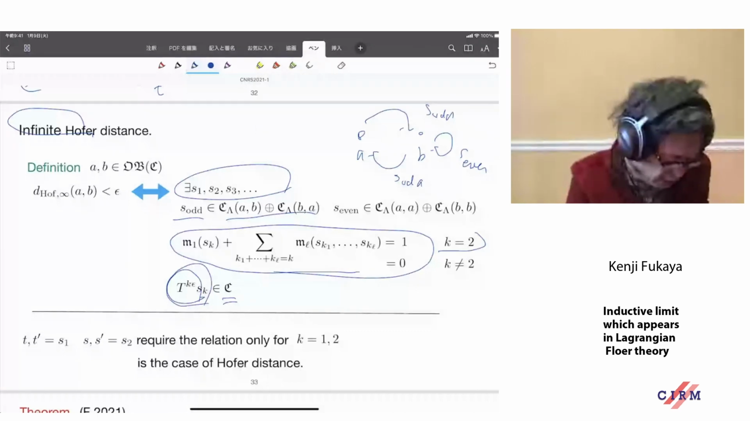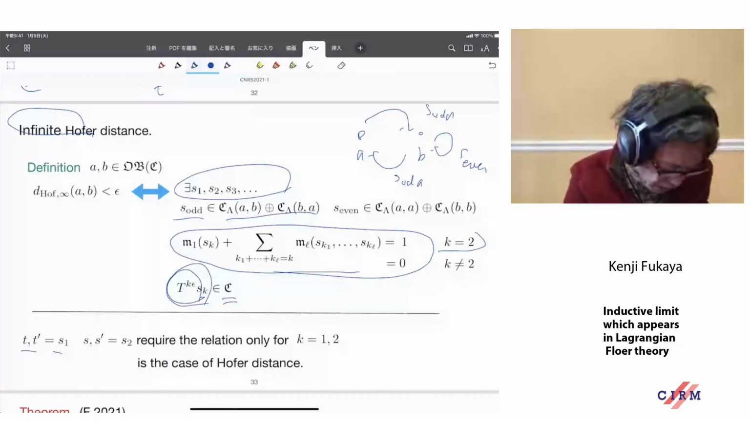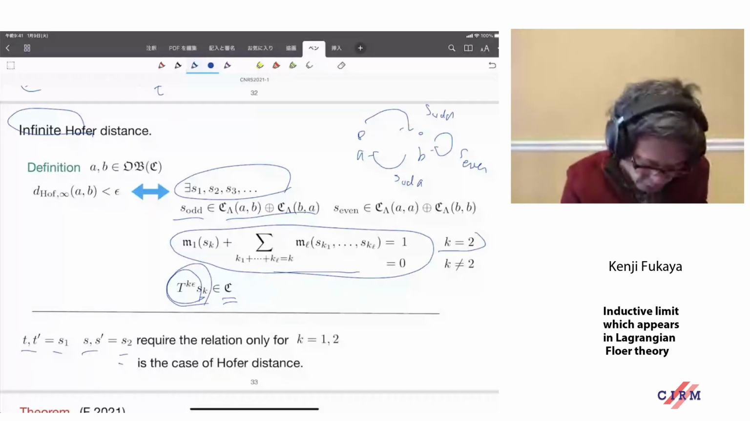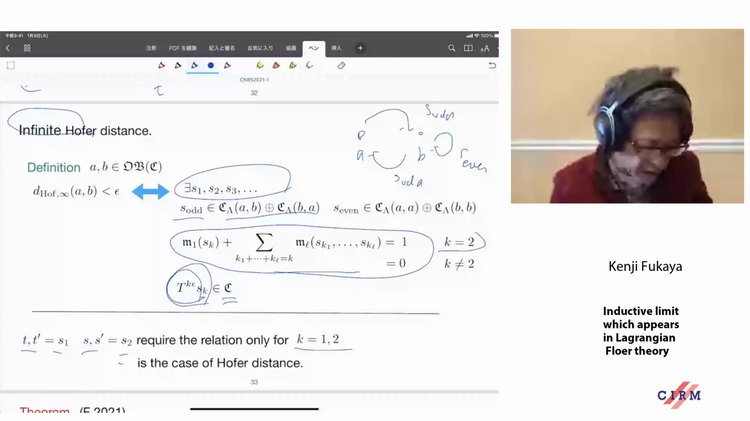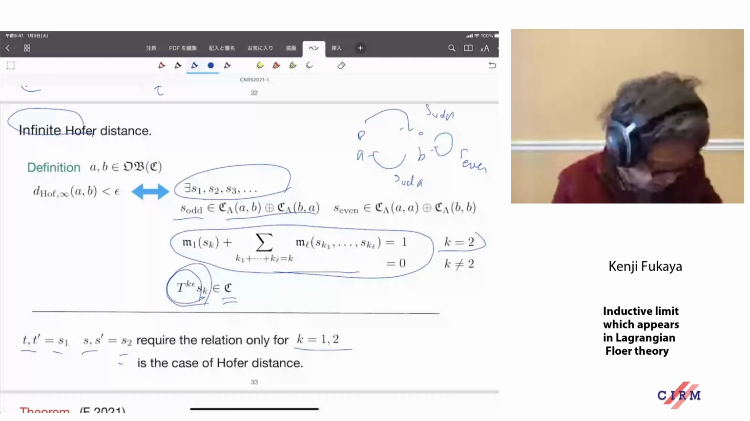And in the case where you just take T as S1 and T prime as S2, and the requirement is only for 1 and 2, this is exactly the definition of Hofer distance. So this is the definition of the Hofer infinity distance.